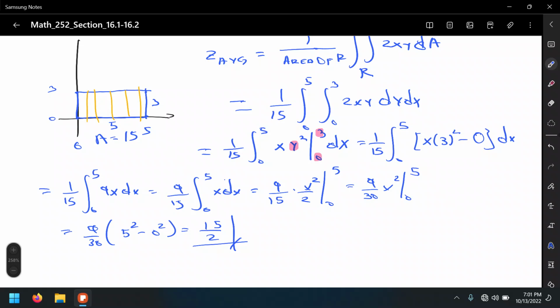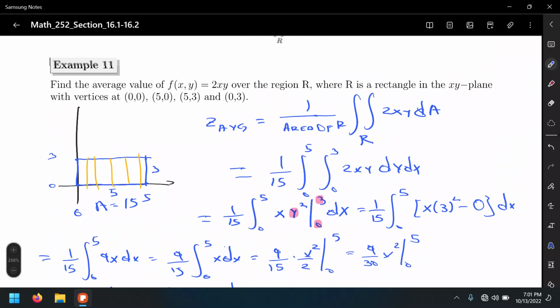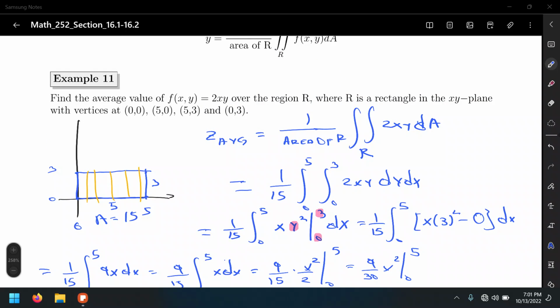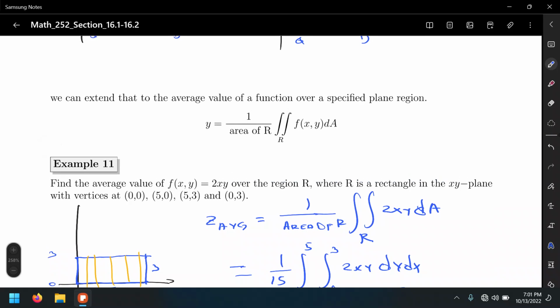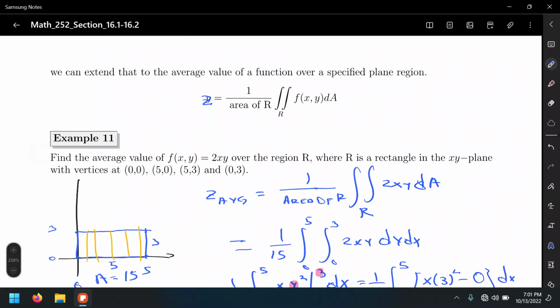Yes? And the original equation above the example, should it be a y or is that? Which one? The printed equation. This one, 2xy? No. Oh, actually, this should have been a z. A z average. A z with a subscript. Yes, I'm going to fix that PDF. Thank you.